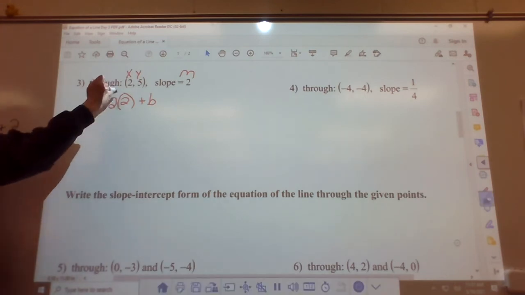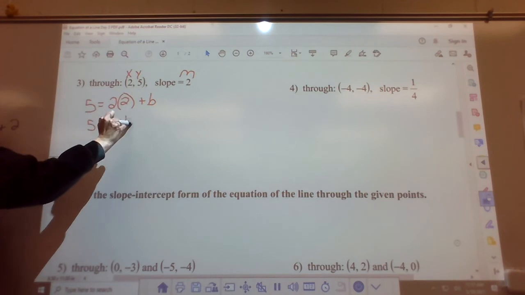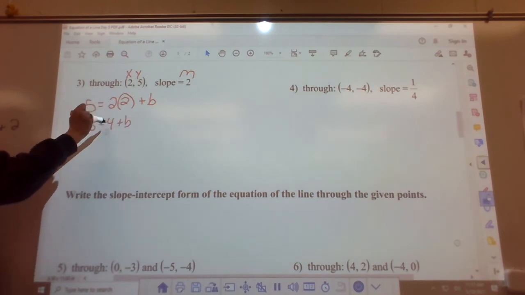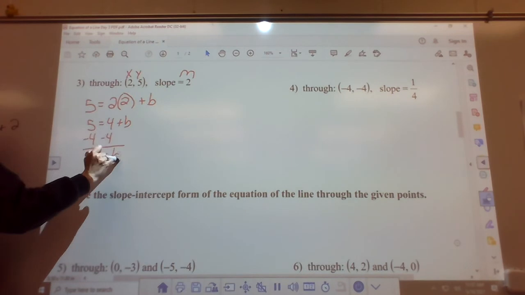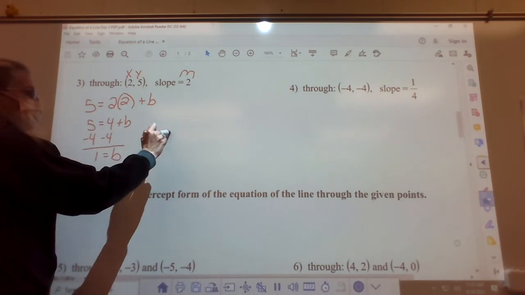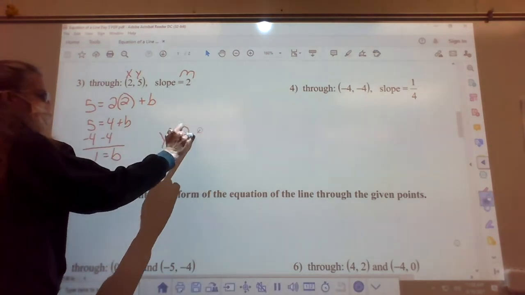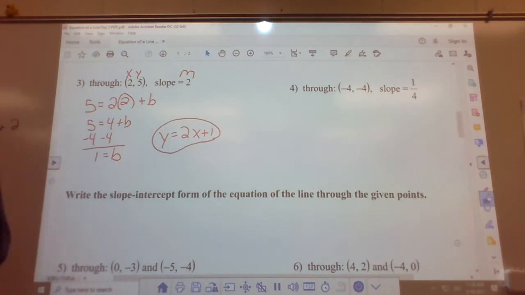So 2 times 2 is 4. 5 equals 4 plus b. Subtract the 4 from both sides. 1 equals b. Now that I know what the b is, I can go ahead and write my answer. y equals 2x plus 1. There's my answer.